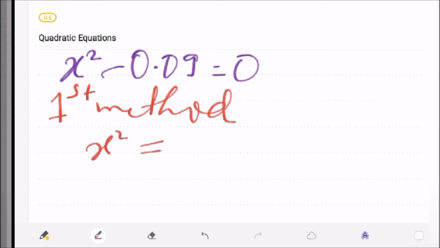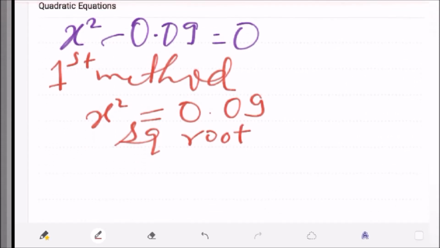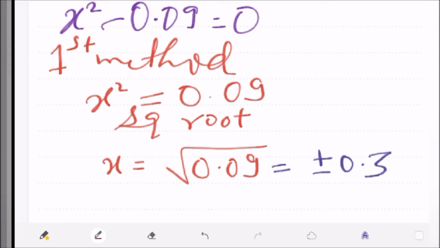In this method, we will transfer 0.09 to the right hand side. Now we take square root on both of the sides. The next step is, when you take square root of x square it becomes x, and square root of 0.09 will be 0.3.